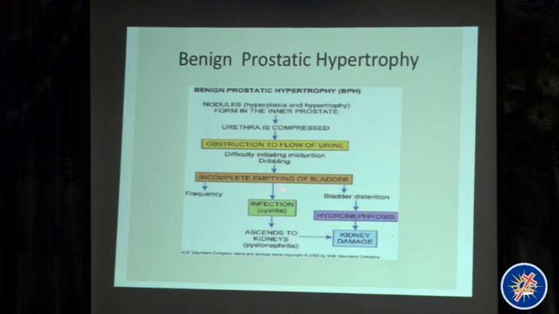Then, because the urine is not coming out completely, you get infection. That means you can also have your kidneys affected because the urine starts going backwards. That is, instead of flowing out, it starts finding its way up to the kidneys. Then you get bladder distension. This is enlargement of the ureter. That's what is called hydronephrosis, and then the kidney is damaged because of that.